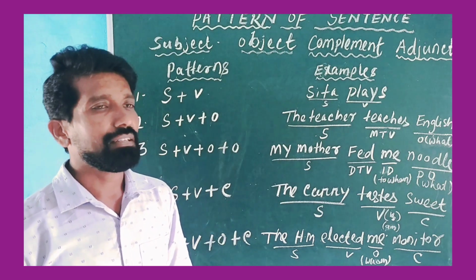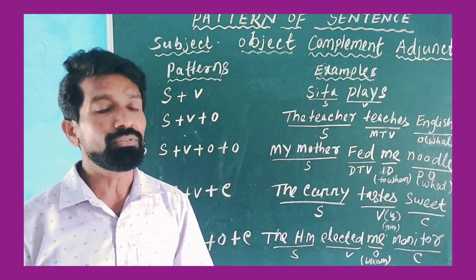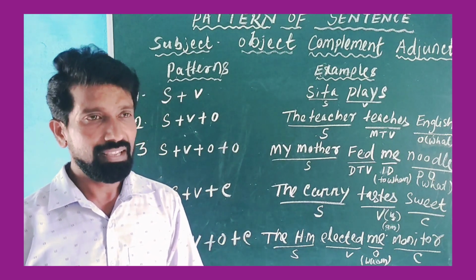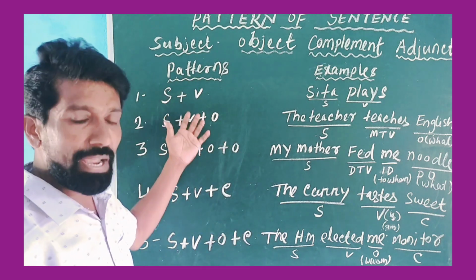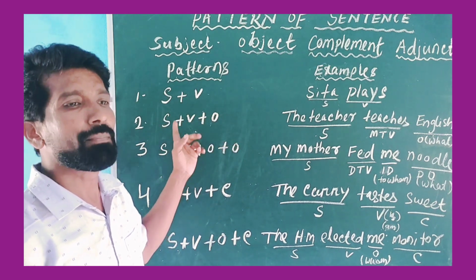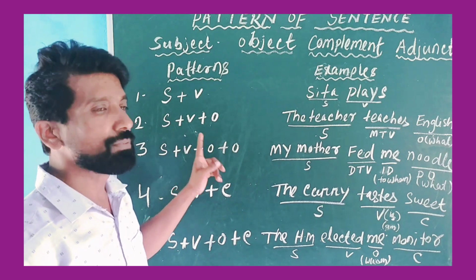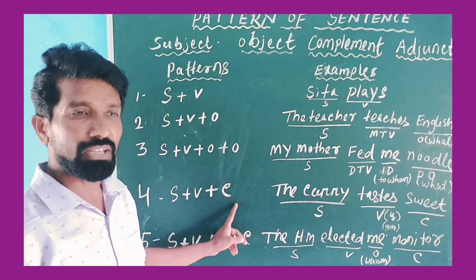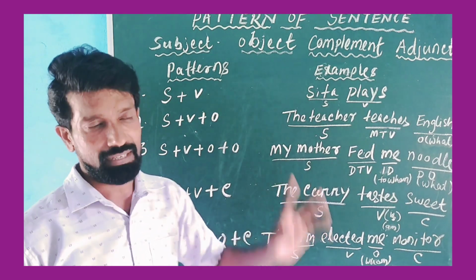So, if we discuss one by one, then we can know how we can find out the object of a sentence. Let's discuss one by one. There are basically 5 patterns of sentence. These are subject plus verb, subject plus verb plus object, subject plus verb plus object plus object, subject plus verb plus complement, subject plus verb plus object plus complement.